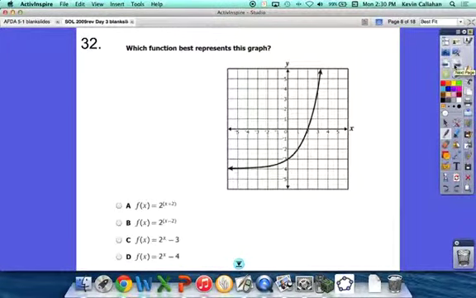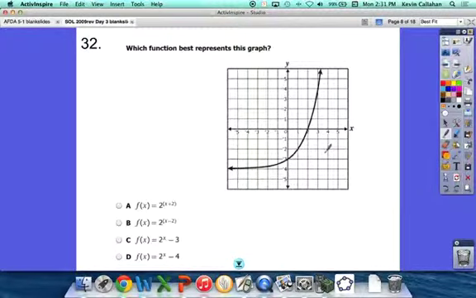And this is almost the same thing. Which one of these looks like it's this graph? And again, just looking at the shape of the graph, it looks like exponential growth, and all 4 of these are exponential growth. What does it look like the shift is? It's down 4, right? It's not down 3.